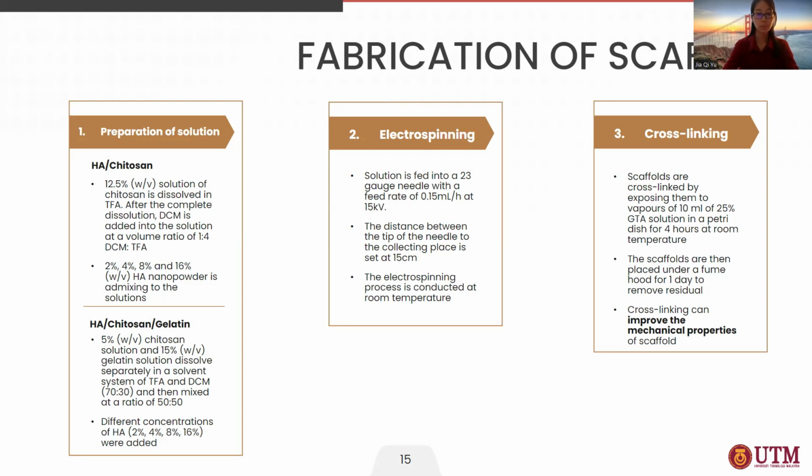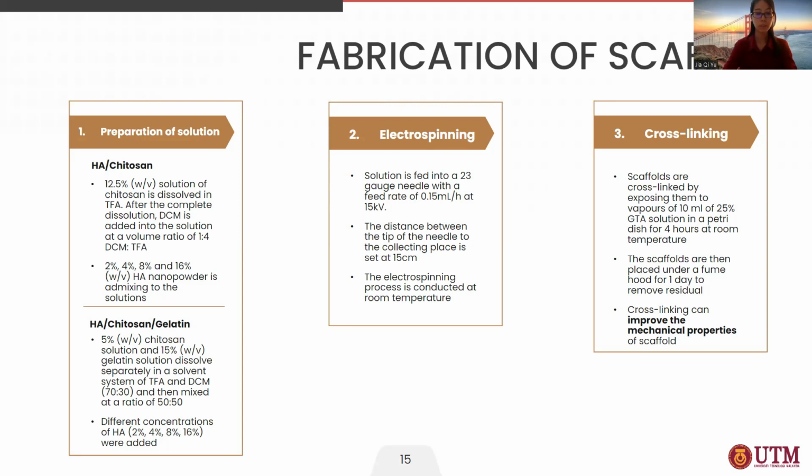The electrospinning process is conducted at room temperature. The solution is fed into a 23 gauge needle with a feed rate of 0.15 milliliter per hour and 50 kilovolt. The distance between the tip of the needle to the collecting plate is set at 50 centimeters.